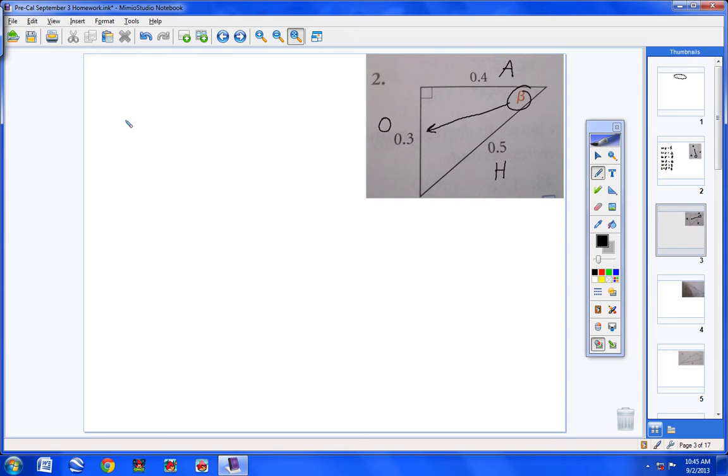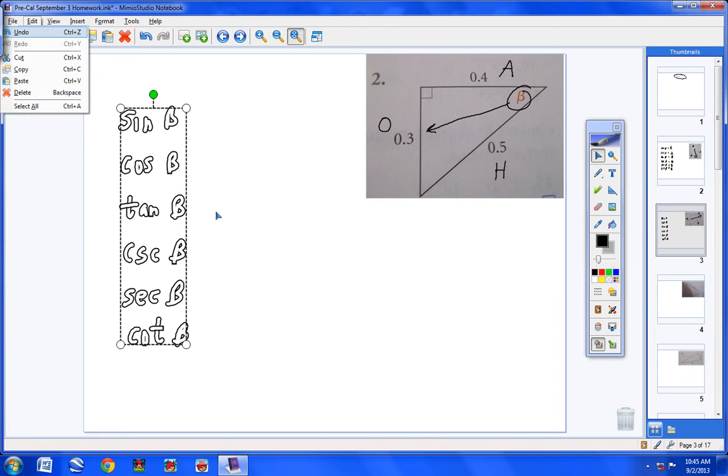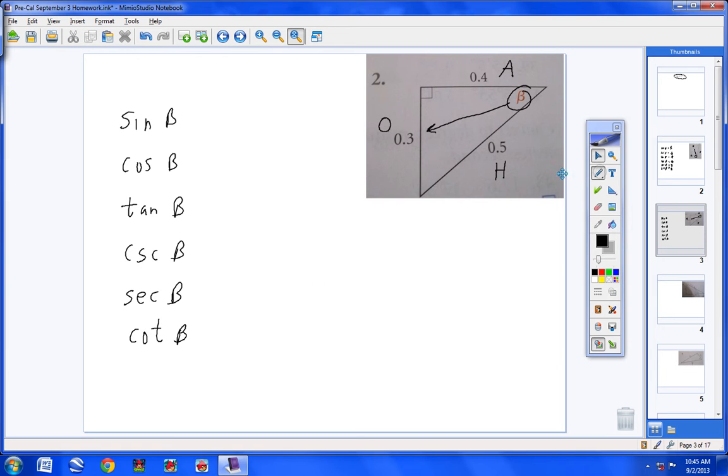With that in mind, let's go ahead and list out my functions. Sine, cosine, tangent, cosecant, secant, cotangent. And I'm going to quickly copy this so I don't have to keep doing this every time. It'd be a lot easier. Okay, now here we go. All right, the sine of angle B, or I guess it's beta, it's the Greek letter, but the sine of B would be opposite over hypotenuse.